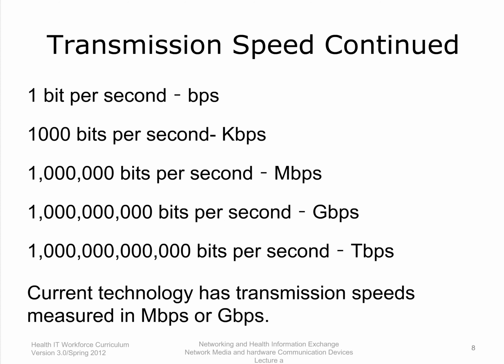Slide 8. Chart for BPS. 1 bit per second is bits per second, or BPS. 1,000 bits per second, kilobits per second, or kbps. 1 million bits per second, megabits per second, or mbps. 1 billion bits per second, gigabits per second, or gbps. 1 trillion bits per second, terabits per second, or tbps. Current technology has transmission speeds measured in megabits per second or gigabits per second.